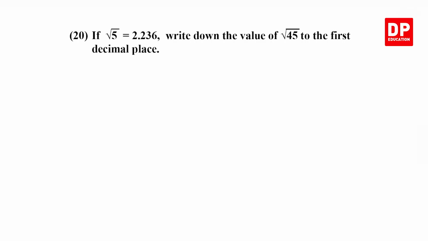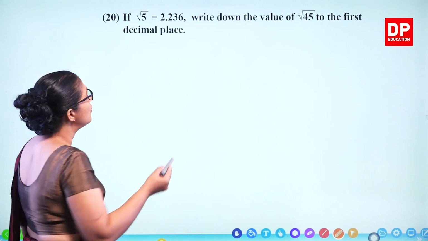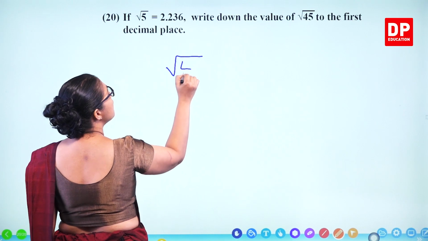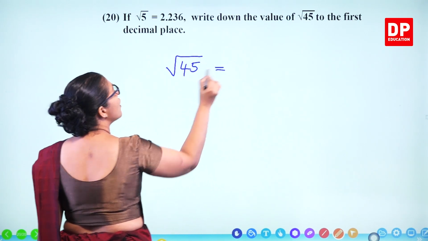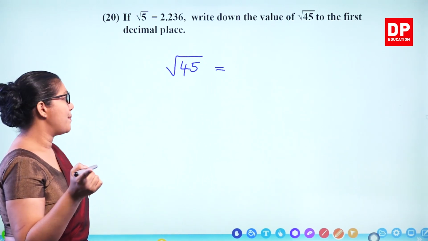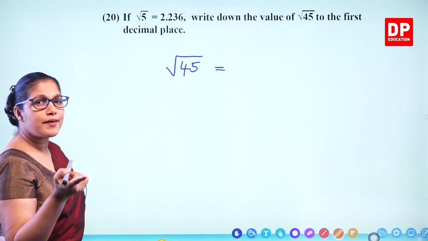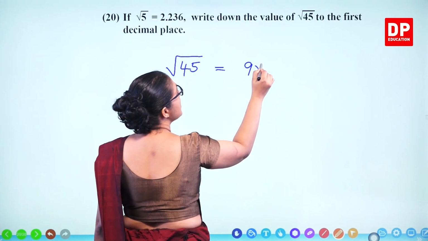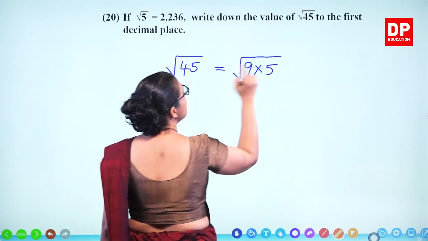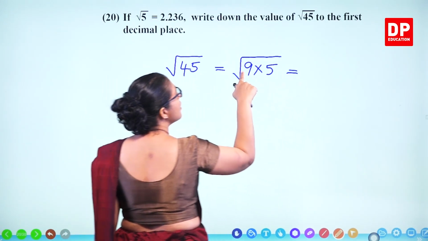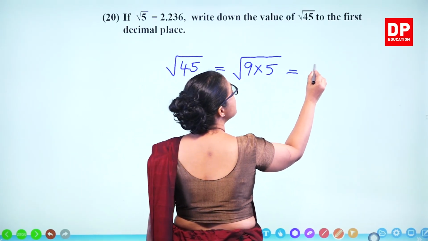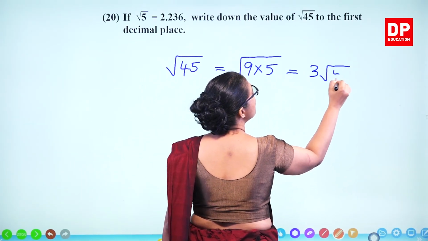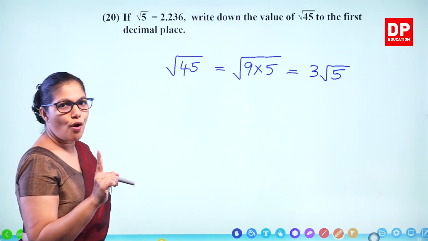Question number 20. If root 5 is 2.236, write down the value of root 45 to the first decimal place. So root 45 can be simplified. Write 45 in terms of a square number. What's the maximum square number you can write? 45 is 9 times 5. Taking the square root of both, the square root of 9 is 3. So 3 root 5 is the simplified form.